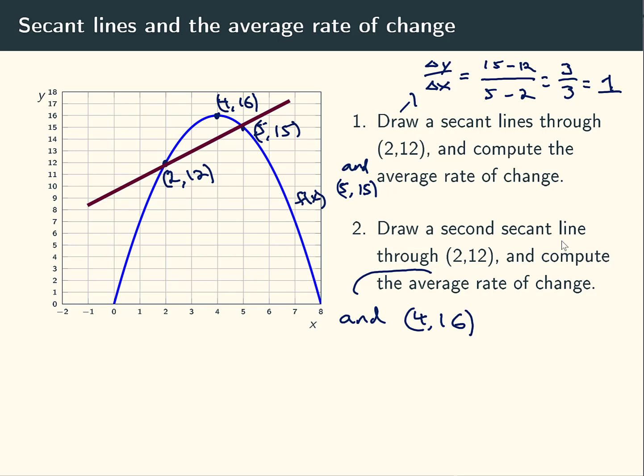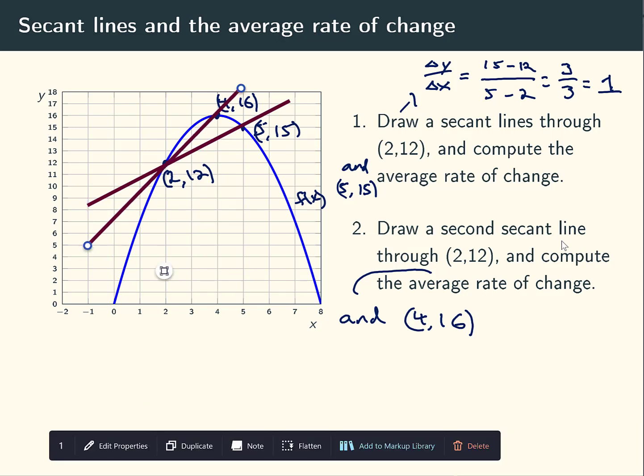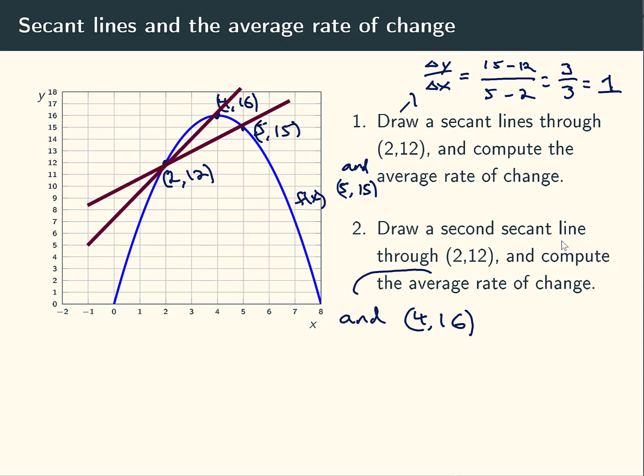So I'm going to go ahead and draw this secant line. Hopefully it'll look all right. And there's our second secant line crossing through the 2 points of interest. Now let's go ahead and compute the average rate of change. We've got change in y, the rise, over the change in x, the run. Change in y is going to be 16 minus 12. Change in x is going to be 4 minus 2. And we get 4 divided by 2, which is just equal to 2. So now the average rate of change is 2.